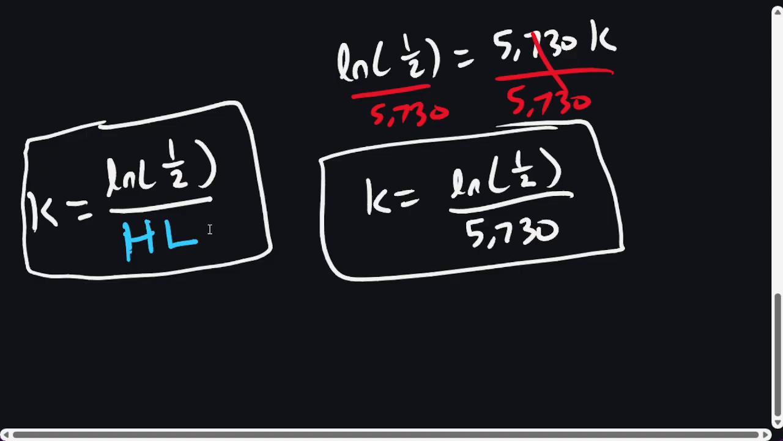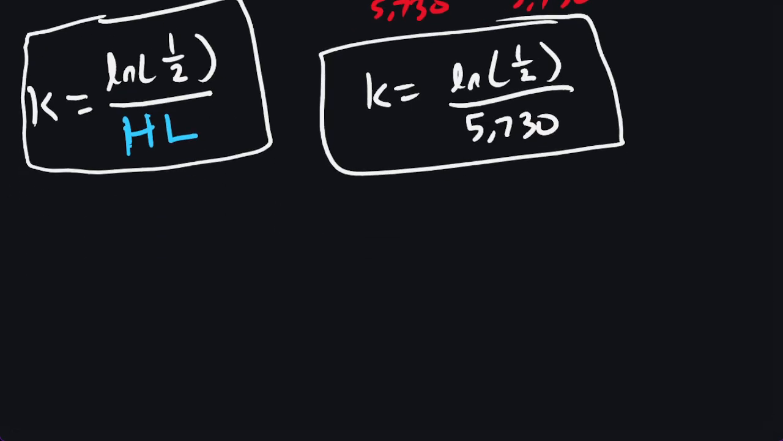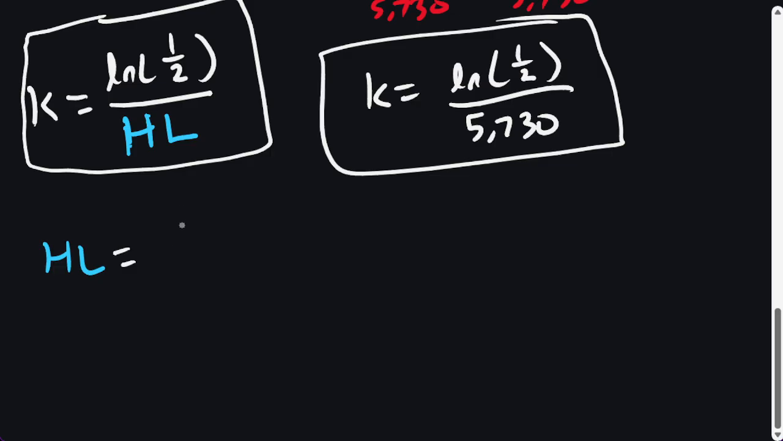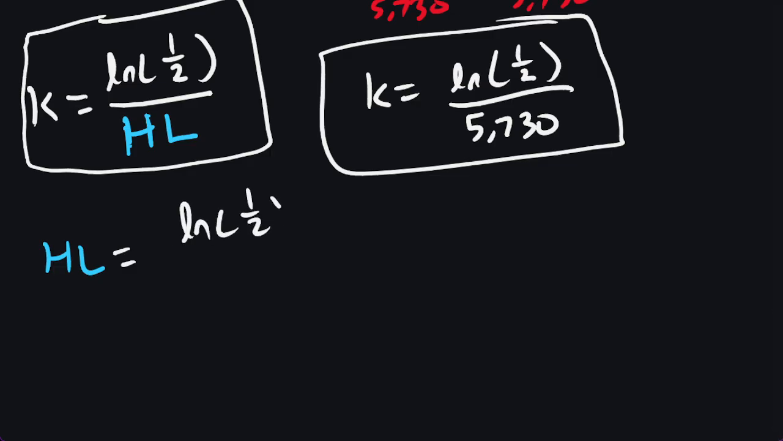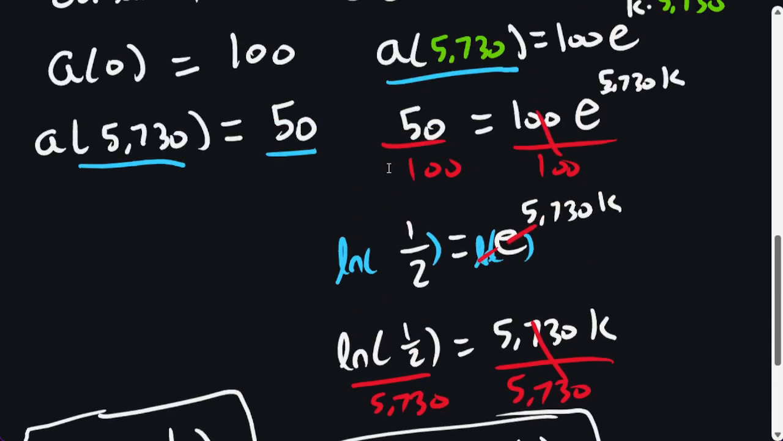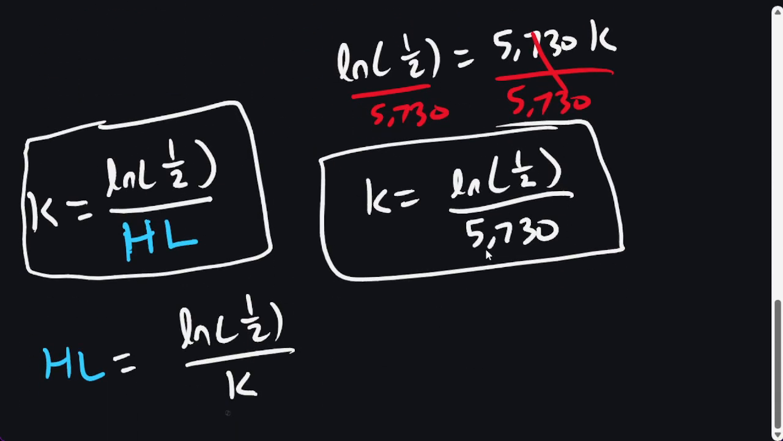And also, you can find the half-life by rearranging this formula. This also means that the half-life is ln of a half over k. So once you find k, then you can also find your half-life. So let's go ahead and plug this back into our formula up here.